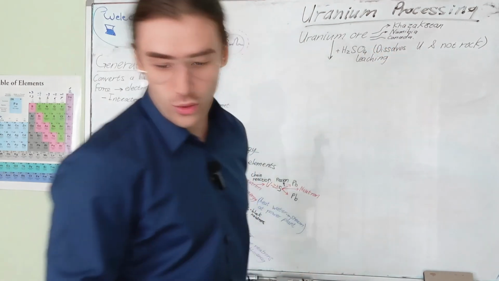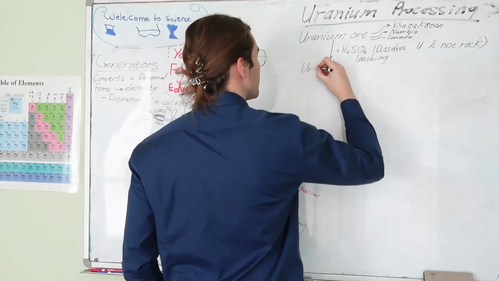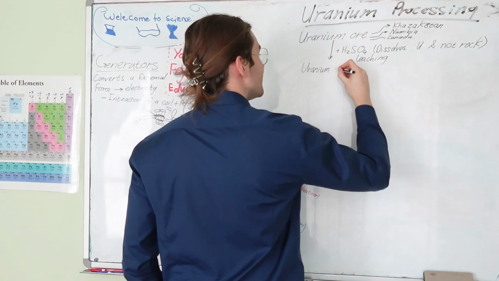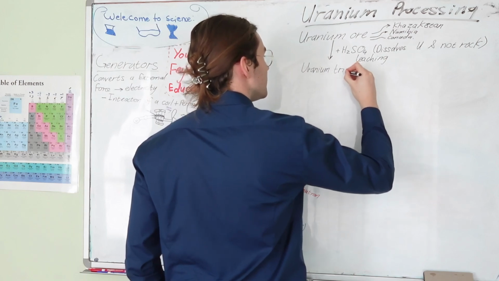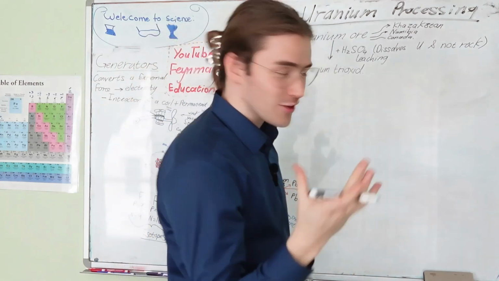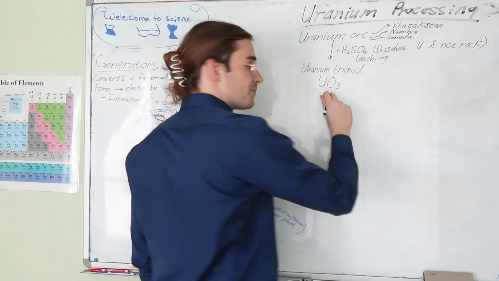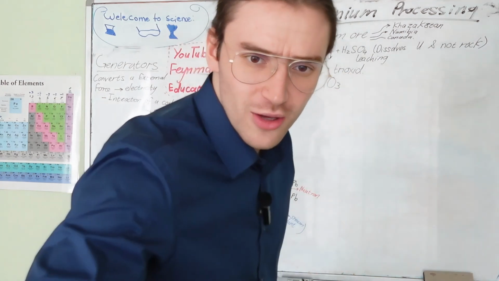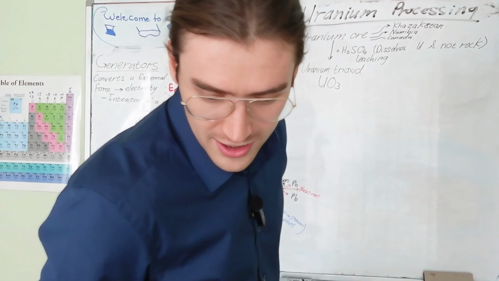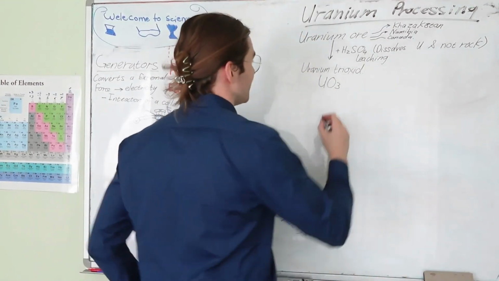Cool. So once we have this now, it's going to turn into something called uranium trioxide. Now, some of my higher students will know that this is going to look like UO3. See, uranium trioxide. Hope you guys can see this. Yeah, I think you can. Yeah? Okay. Now, uranium trioxide needs to be processed into uranium dioxide.